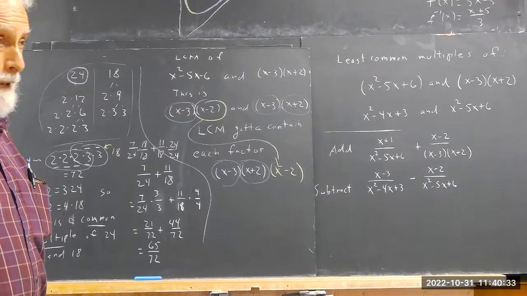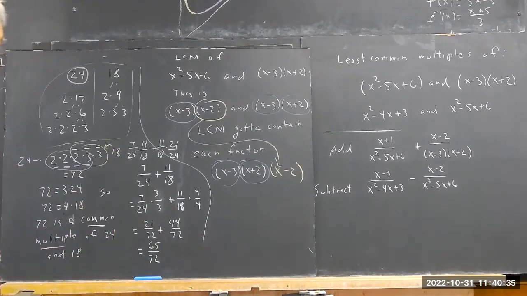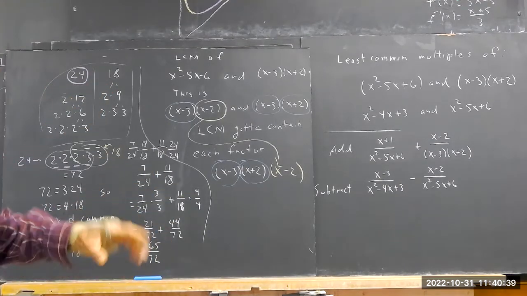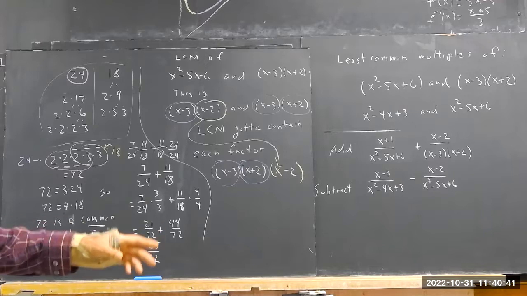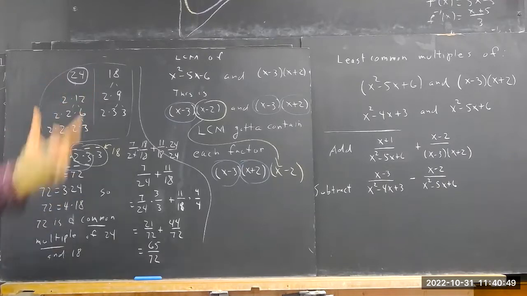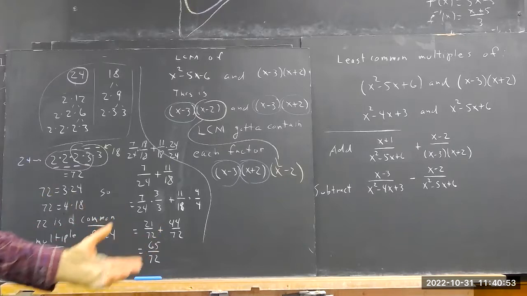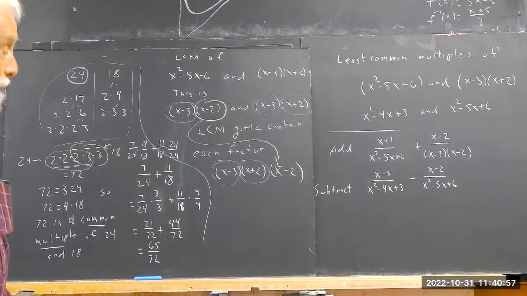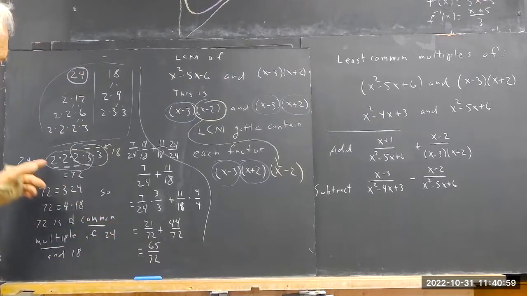Okay, the least common denominator can be a little hard to find. 24 and 18. Some of you have good arithmetic. Some of you have okay arithmetic. If you've got real good arithmetic, you can look at those numbers and figure it out. If the numbers are a little more complicated than 24 and 18, you're going to have trouble. But if you do a prime factorization, you can always do this, okay?